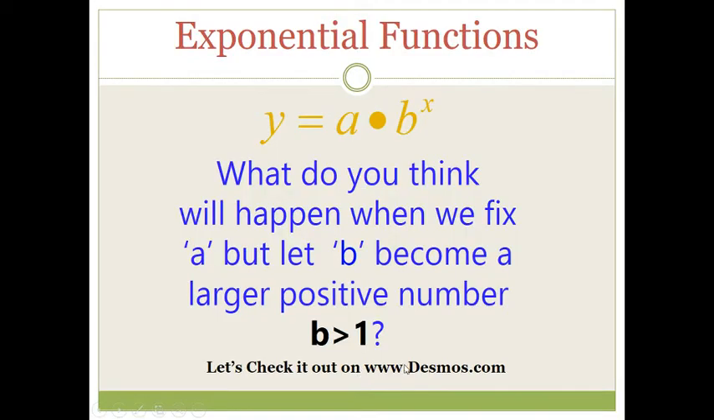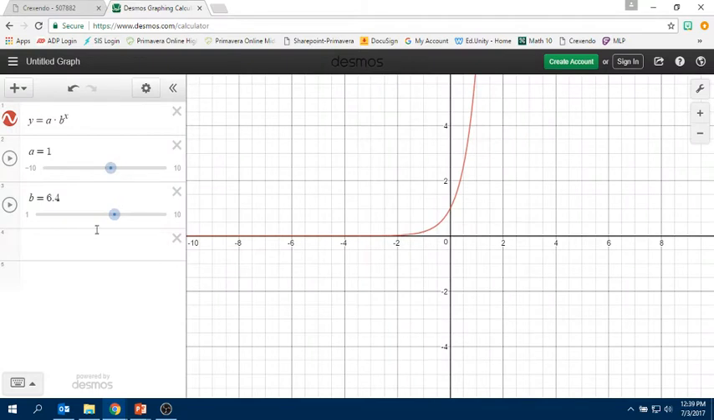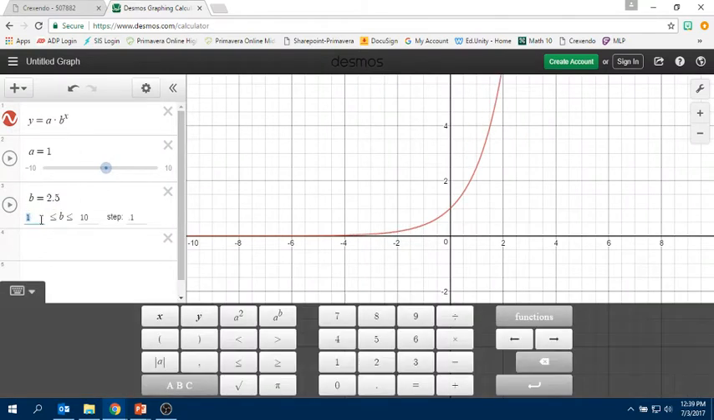All right, so that's what we saw when b was larger than 1. What do you think will happen if we still fix a? We're going to keep a fixed, but we're going to let b become a fraction, a decimal, a number between 0 and 1. All right, well, let's go to Desmos again and let's see what happens. Let's try it. All right, so I'm still going to fix A, but I'm going to go ahead and change my slider on B here. So now we want it to be a number between 0 and 1. Okay, so we're going to make it between 0 and 1. And we're going to investigate what happens.